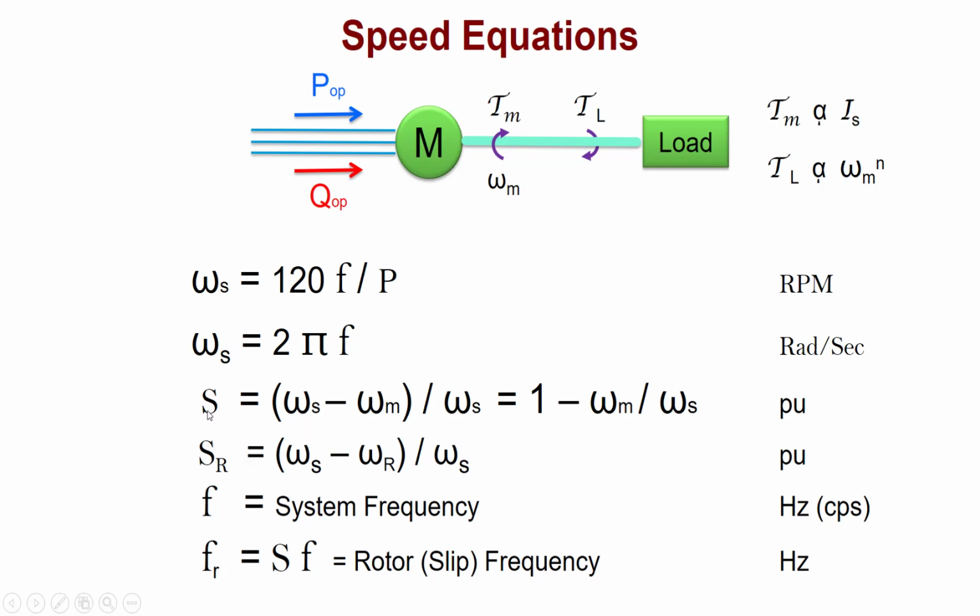S is your slip, and that is either in per unit or in percent, and it's omega s minus omega m divided by omega s. Essentially it is 1 minus per unit speed, so it's the reverse of per unit speed. Rated slip is when the machine is rotating at the rated speed. The frequency of the system is F, and the frequency of the rotor at any operating point is called the slip frequency, in hertz, and is s times F. So these are speed equations.